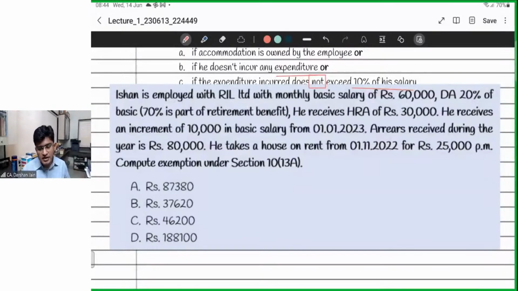Yes, Gestetner Duplicators is a Supreme Court ruling, because of which we see that commission which is paid as a fixed percentage of turnover is part of the salary.